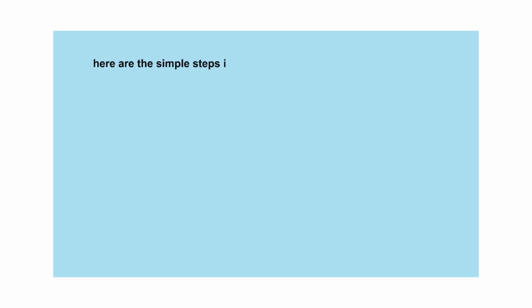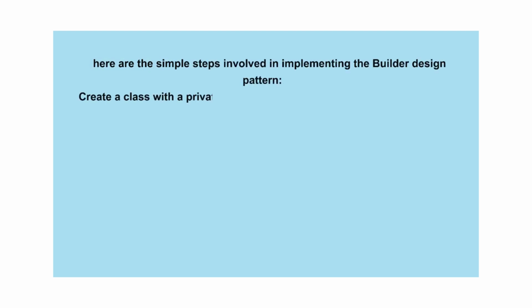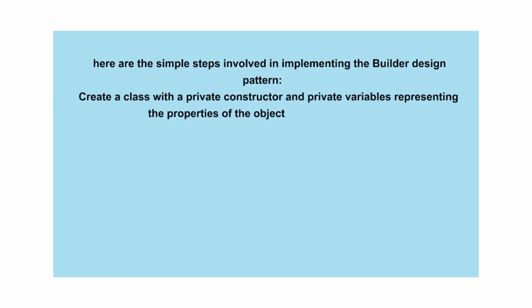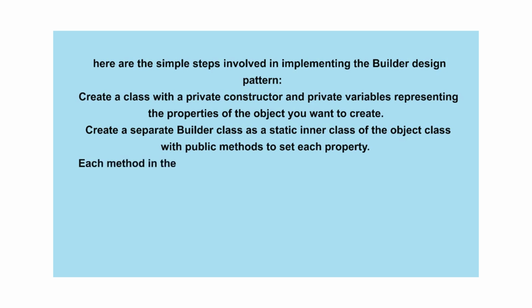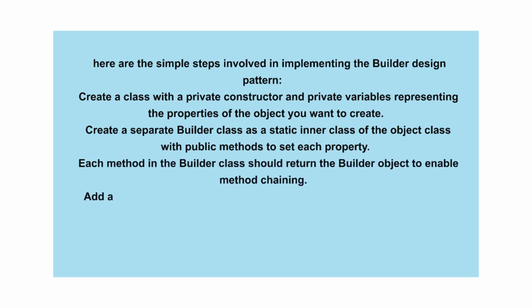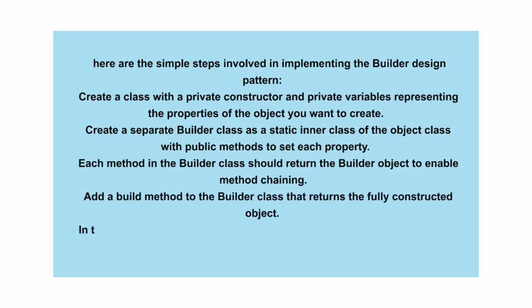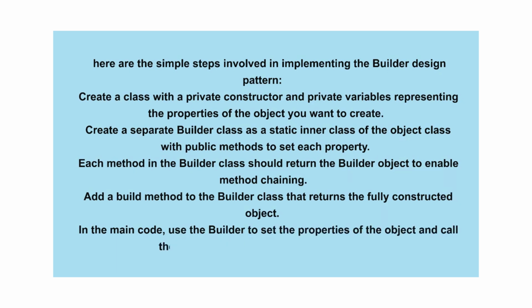Here are the simple steps involved in implementing the builder design pattern. Create a class with a private constructor and private variables representing the properties of the object you want to create. Create a separate builder class as a static inner class of the object class with public methods to set each property. Each method in the builder class should return the builder object to enable method chaining. Add a build method to the builder class that returns the fully constructed object.